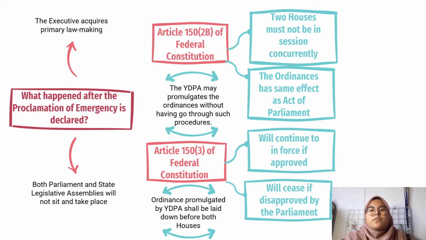Under Article 150, Clause 3 of the Federal Constitution, an ordinance promulgated by the Yang di-Pertuan Agong shall be laid before both houses. After Parliament is convened, the ordinance promulgated by the Yang di-Pertuan Agong must be tabled before both houses, and will continue in force if both houses approve, or will cease to have effect if it is revoked or annulled by the Parliament.